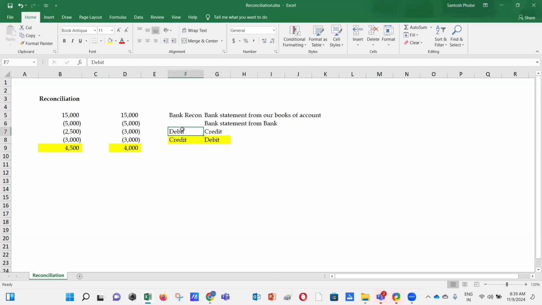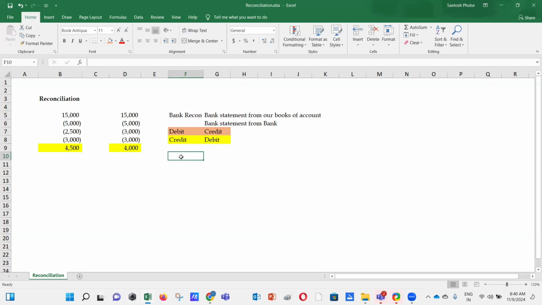And our debit: when we receive money from our customer or whoever is sending that amount, we debit our bank account and credit that particular person. The same entry is going to be a credit in the bank. So our debit, we have to match with the credit. Our credit, we have to match with the debit. That's when we have two different statements to perform the reconciliation.